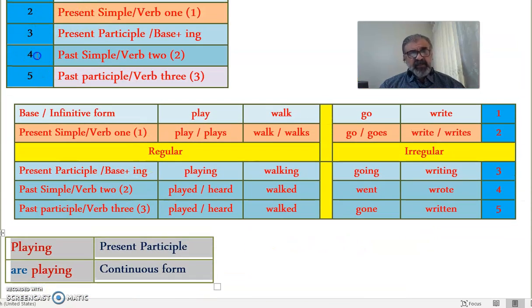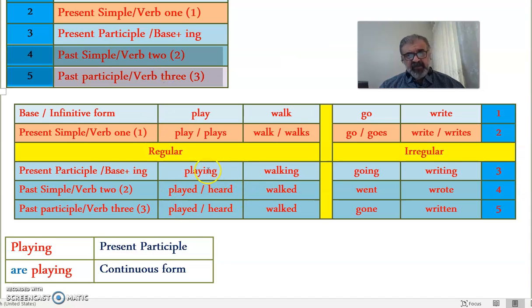Now, the past simple and the past participle can be either regular or irregular. And in this case, as you can see, regular past simple or past participle end with a D or ED, while irregular verbs are completely changed from their base form, go or write, to went, wrote, gone, or written.